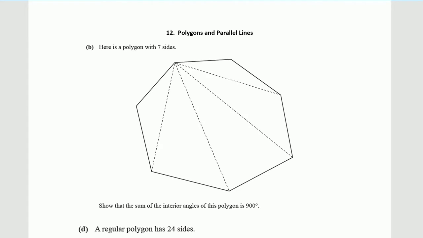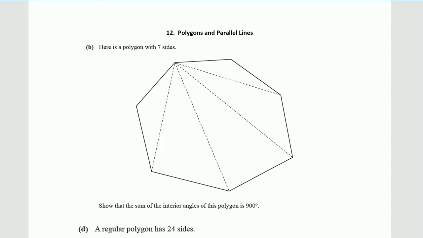Polygons and parallel lines. In this worksheet it's going to be important to remember all of your parallel line geometry rules, your polygon geometry rules, and so on. Let's begin. Here is a polygon with 7 sides, and I want to show the sum of the interior angles of the polygon is 900 degrees.